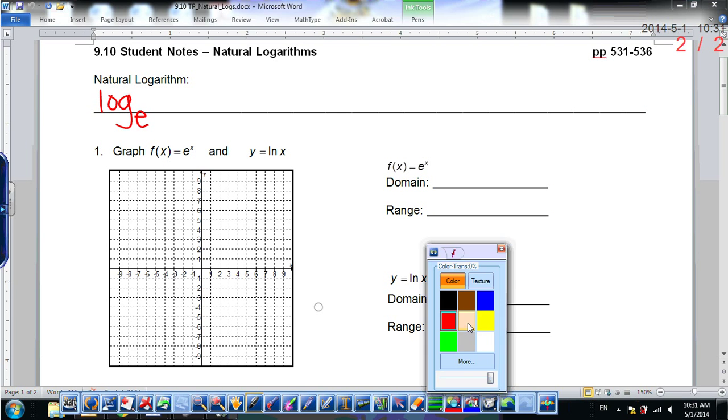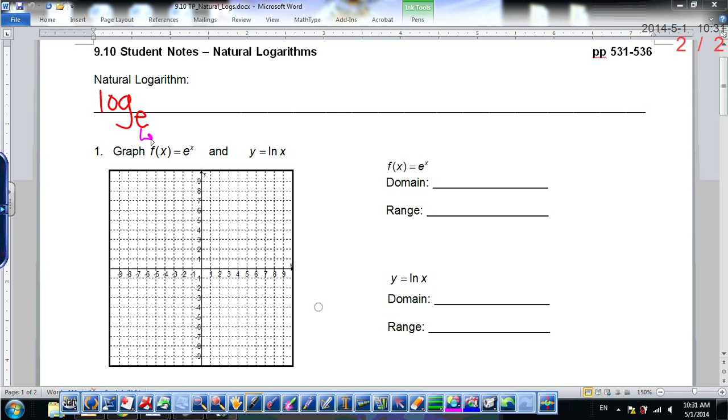That E, this E right here, is called the natural number. It's approximately equal to the value 2.718. But it's an irrational number. What's an irrational number? It keeps on going for a really long time. The decimal is never ending. It cannot be written as a finite fraction or decimal. So it's like pi in the sense where it's a number, but we represent it with a symbol. Okay? So E is our natural number.